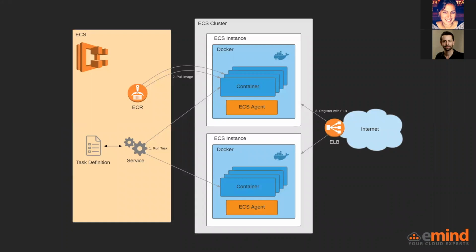Here's a diagram depicting a typical ECS architecture. We have a cluster of 2 container instances, and we've got a service which deploys tasks from a task definition. In addition, we have ECR, which hosts the relevant Docker images, and we have a load balancer, which makes the service accessible from the internet.